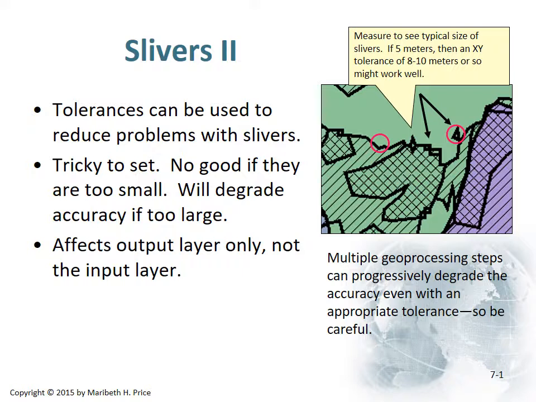Just look for it in the graphic user interface in ArcGIS. When you're doing geoprocessing, if it's there, you may be able to set that property and then eliminate some of these small slivers during your geoprocessing steps so that your output is cleaner. As Price points out, they can be tricky to set. They're not good if they're too small, and if you make them too big, you're going to lose a lot of information potentially. So it's something to experiment with if you do have access to it.